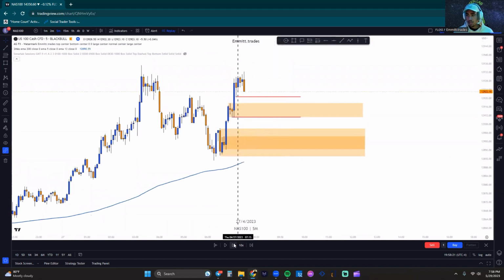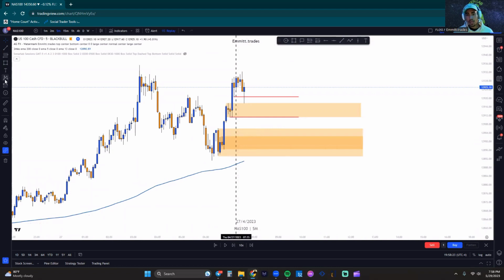So we'll see if we can even get a reaction off this zone. Boom, we get a reaction. Beautiful reaction. This is exactly what I want to see, is a tap and just go.